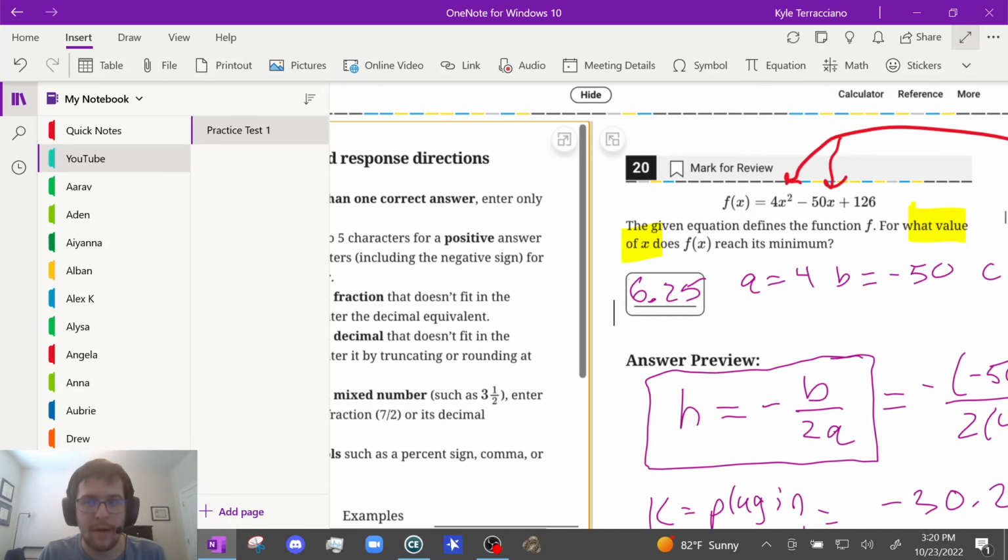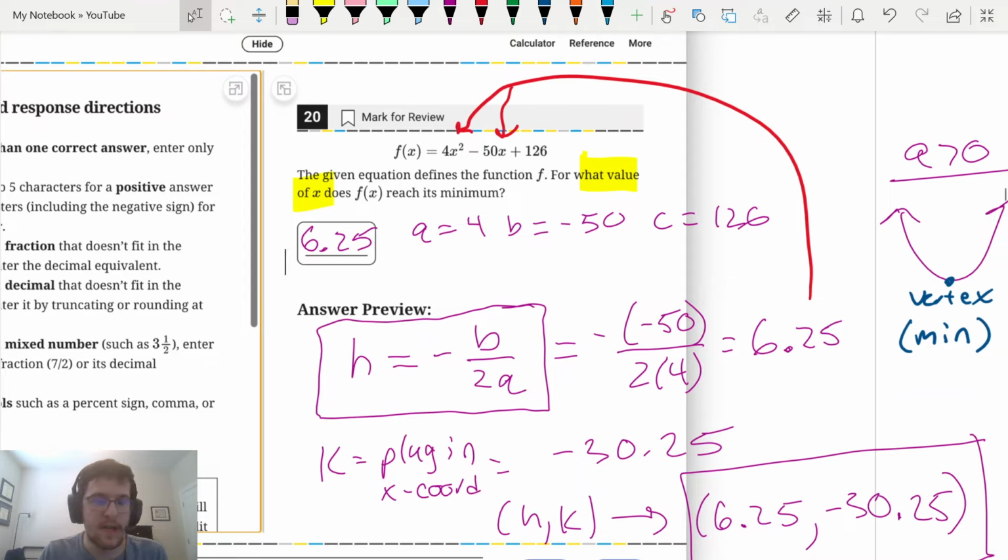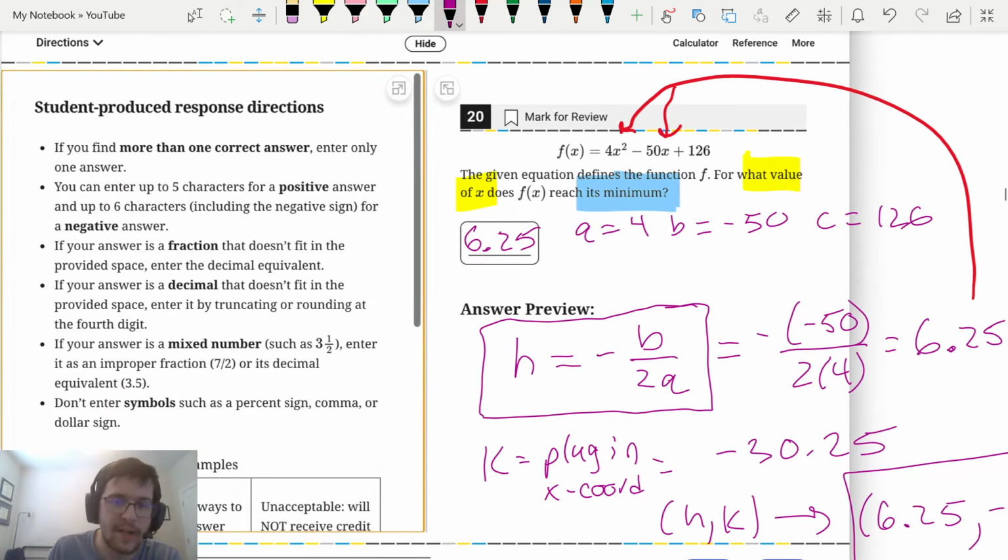Yeah, so, okay, I hope that makes sense. Again, if you get a calculator program that can do this, you really don't need to know how to do this question. But you need to understand what it's asking you. So anytime you see minimum or maximum on a quadratics question, 9 times out of 10, it's asking you about the vertex. So just keep that in your mind.